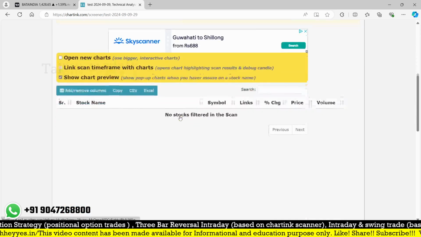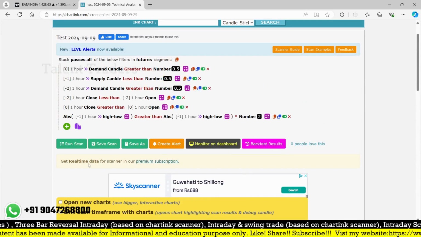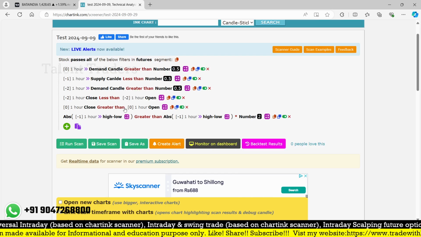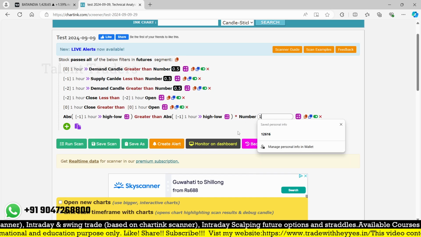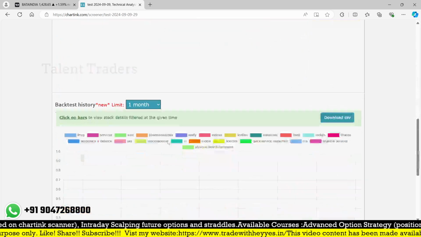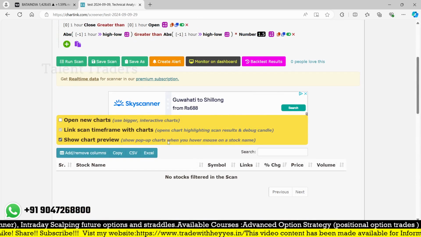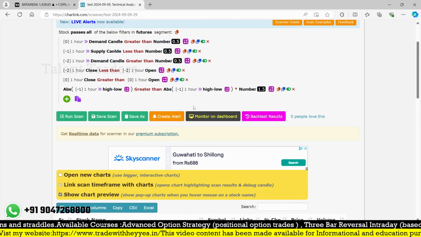After doing this, we don't have any stocks. What's happening here? There are no stocks at this moment, and it shows greater than ABS 2 or 1.5. No stocks are listed here. Just wait, I will try to modify this.